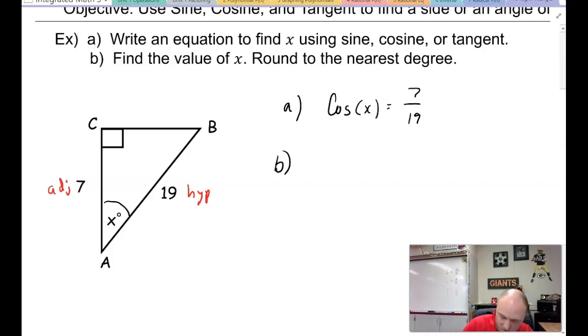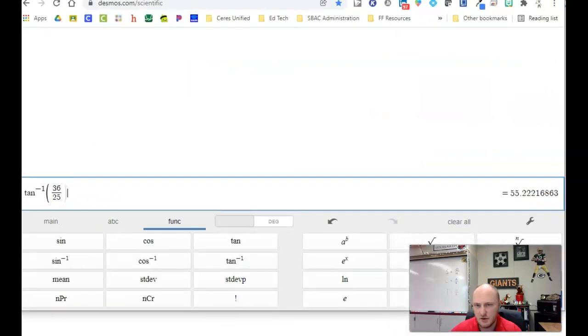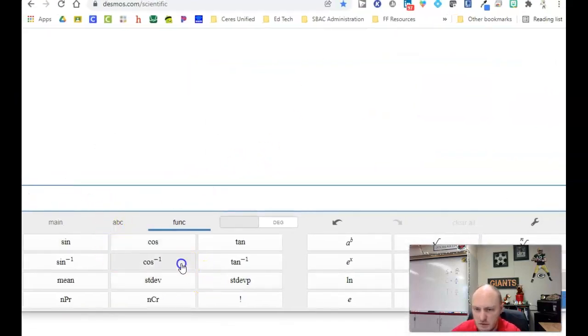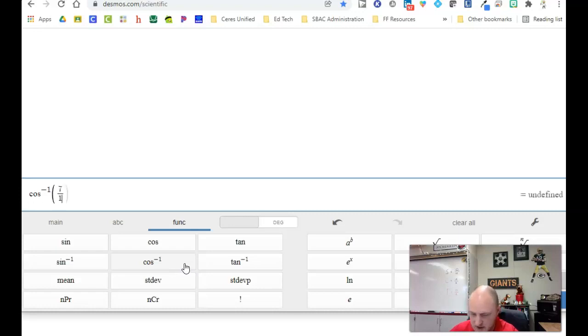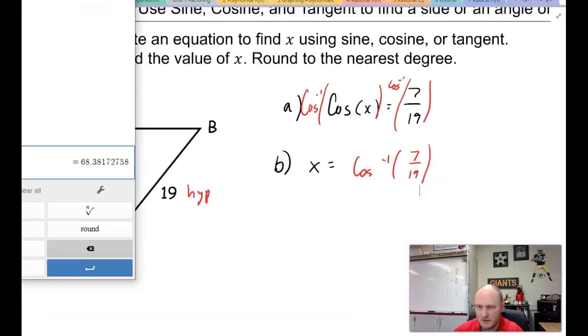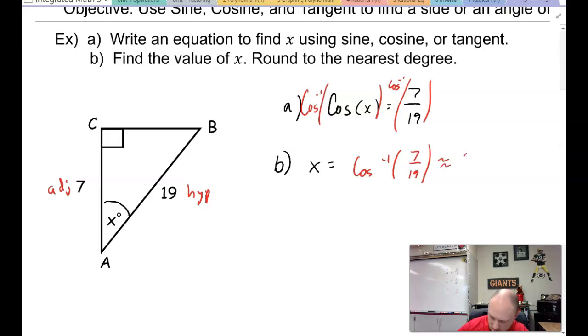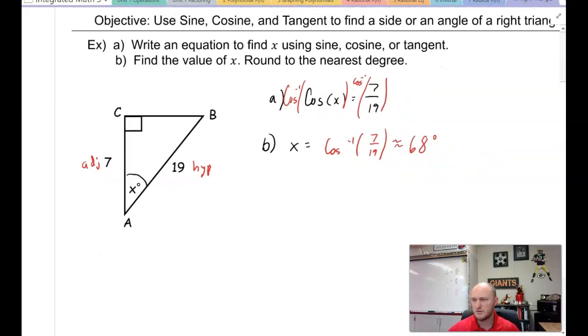Okay, B. We want to go ahead and solve. I want to undo the cosine. I just want x by itself. So how do I undo a trig function? Well, with its inverse, cosine inverse, of 7 over 19. Plugging this into our calculator, 7 divided by 19, and we get 68. All right, the 3 we're going to let it rest. So 68 degrees. All right. Look at you guys go.